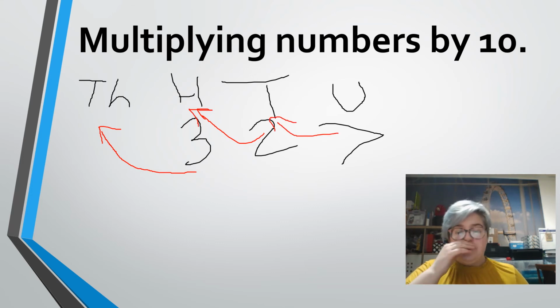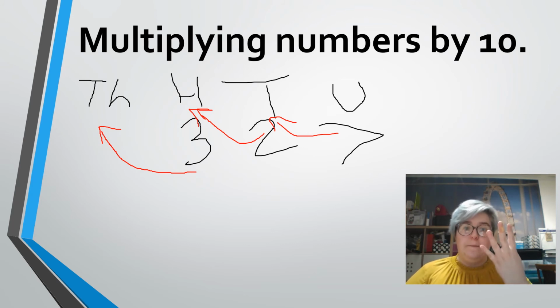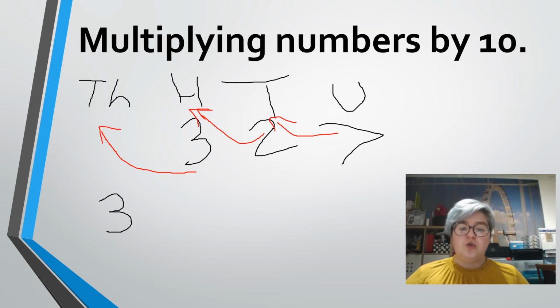So when we make 100 bigger, 100 becomes 1,000. So the 3-digit number, when you times it by 10, it becomes a 4-digit number. So the 3 goes into the thousands, it becomes 3,000. The 2 goes to the hundreds, 200. The 7 goes to the tens, and at the end you know you have to add a 0.